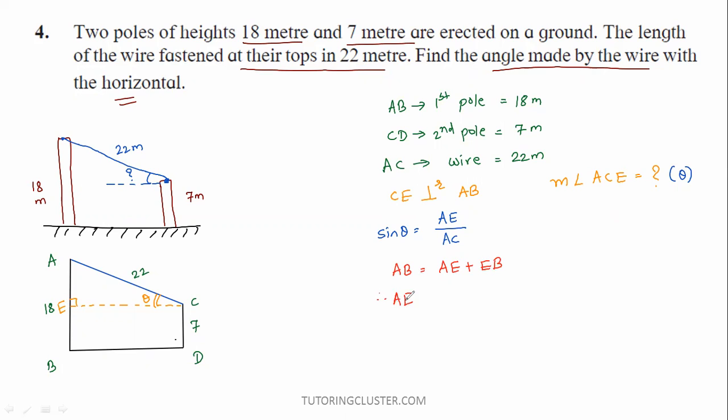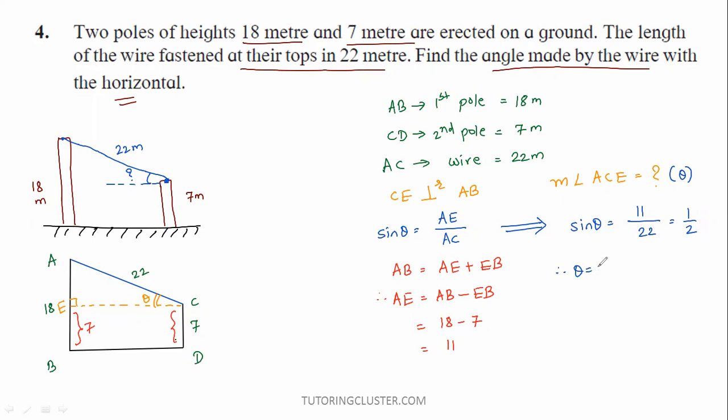So AE, we are interested, is AB minus EB. What is AB here? 18. What will be EB? If this CD is 7, this is going to be 7. So it will be 11. Now the things are very easy. Sin theta is equal to AE, which is 11, divided by AC, 22, which is equal to 1 by 2. So what will be theta?